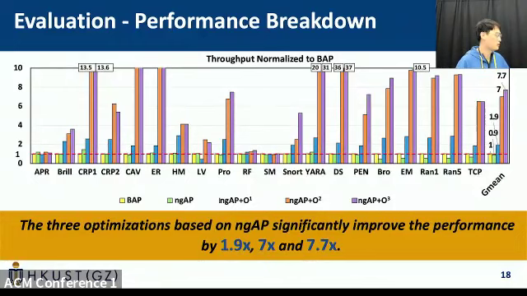But based on the NGAP we propose three optimizations, and you can see the most significant speedup is the second optimization, which is the prefix memorization. In these optimizations, we remove some redundant computation. So the number of computations becomes smaller, so it can get some speedup.